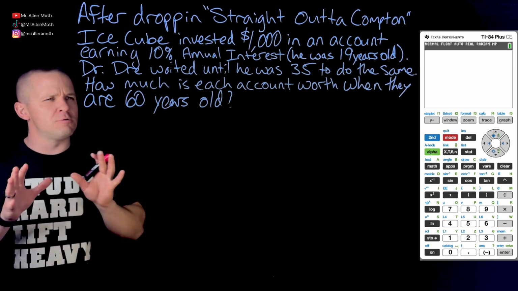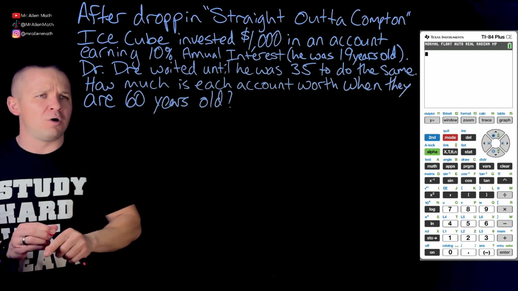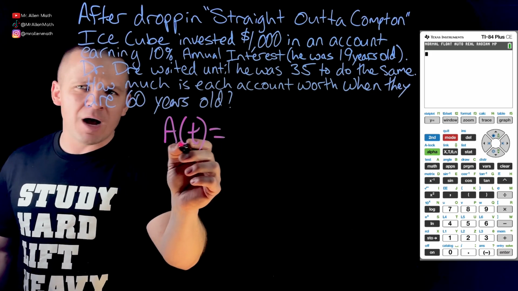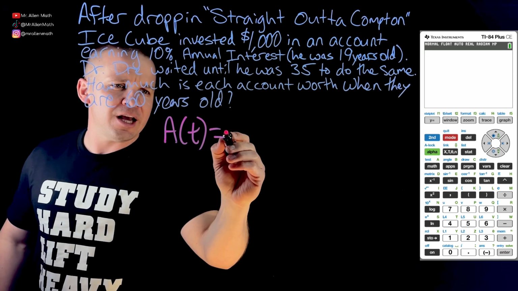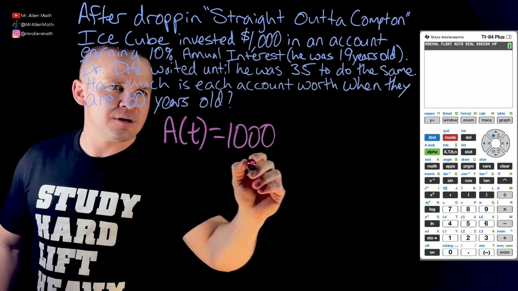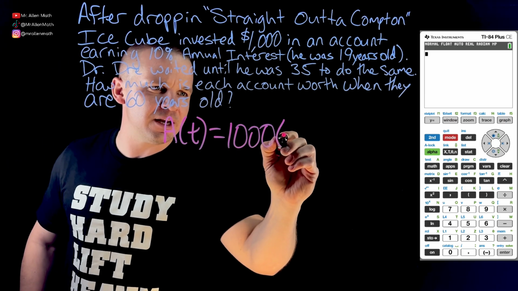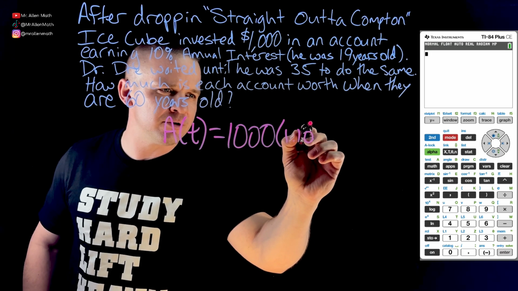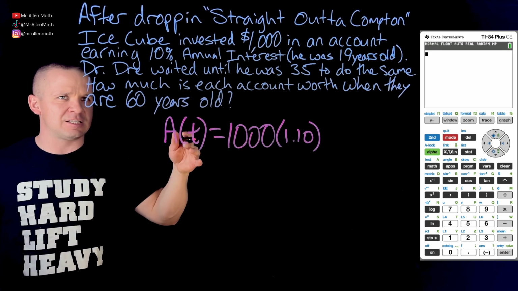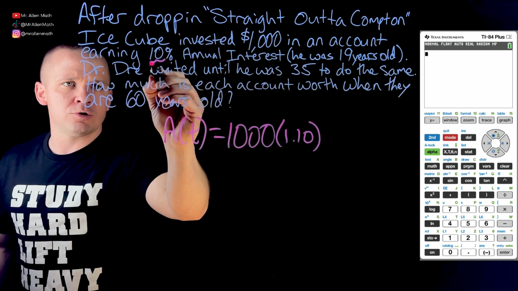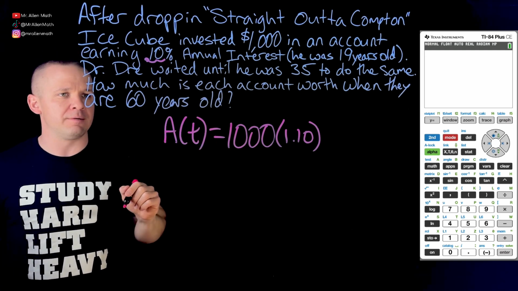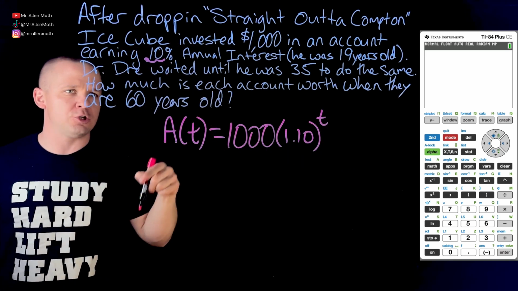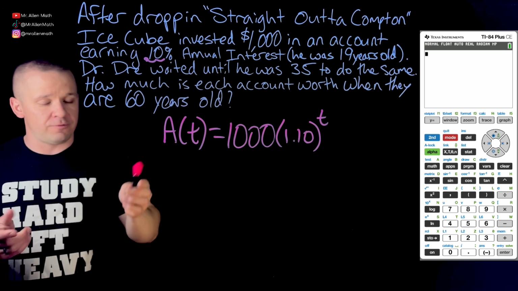Okay, so how are we going to map this situation up? Well, they invest, so we're going to write a function here, A of t, amount of money after a certain amount of time. They each invest $1,000, and they are each earning 10% interest. So 1.10 or 1.1. 10% as a decimal, you move the decimal back 1, 2, boom, 0.1 is your decimal. And then we're going to raise it to the t, and the t is going to be different for each one. So let's write one function for Ice Cube.